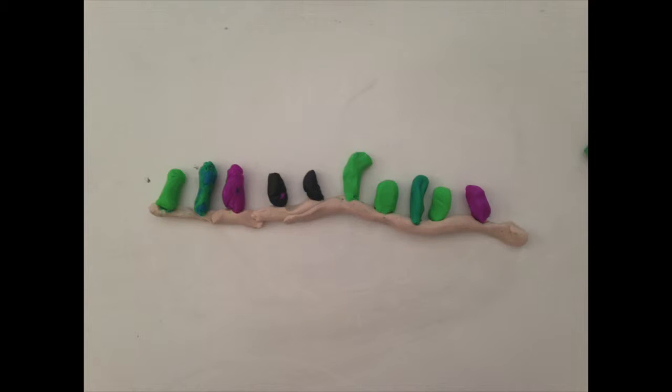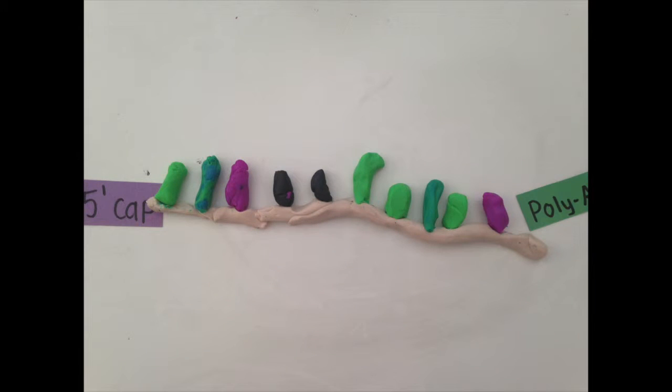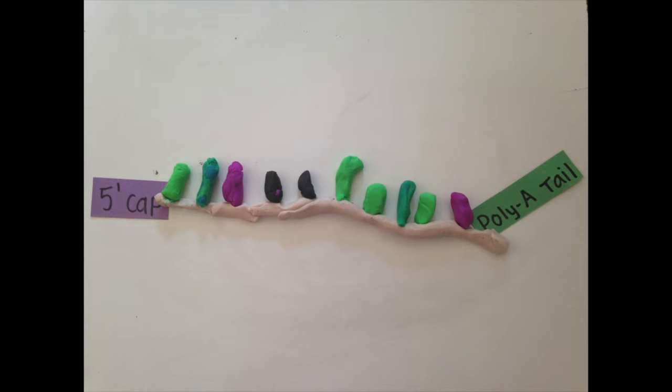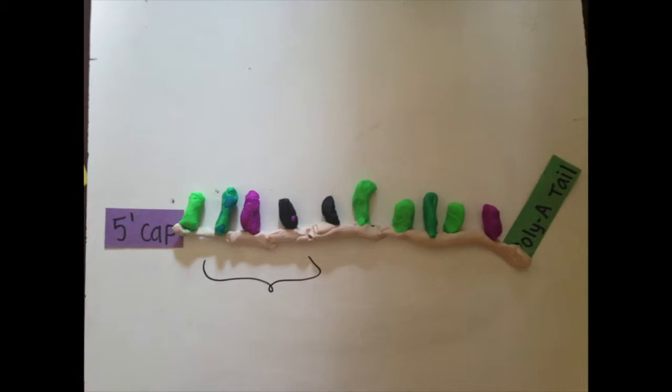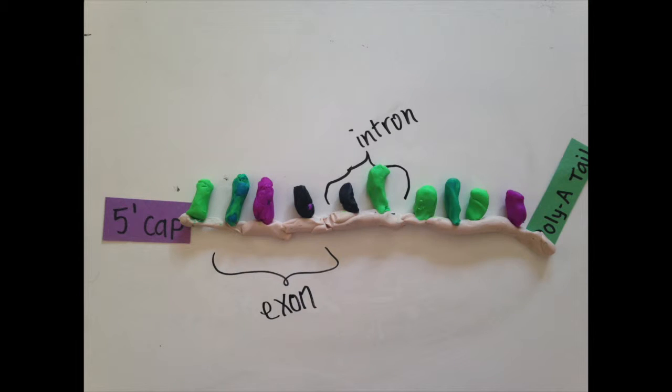Anyway, directly after transcription, the mRNA is in a form known as pre-mRNA. At this point, a 5' cap is added to its 5' end, and a poly-A tail to its 3' end. Also at this point, introns are spliced out of the mRNA, while exons are kept.